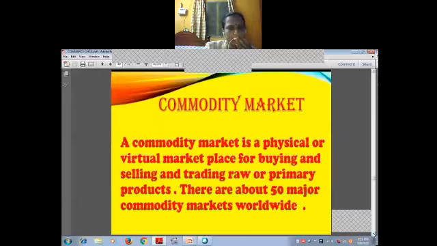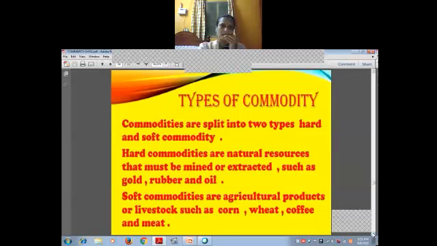Commodity markets. A commodity market is a physical or virtual marketplace for buying, selling and trading raw or primary products. There are about 50 major commodity markets in the world. So, for commodity market business, all the products they will sell there. Raw materials or semi-finished products or primary products they will sell there. Okay. So, types of commodity market.